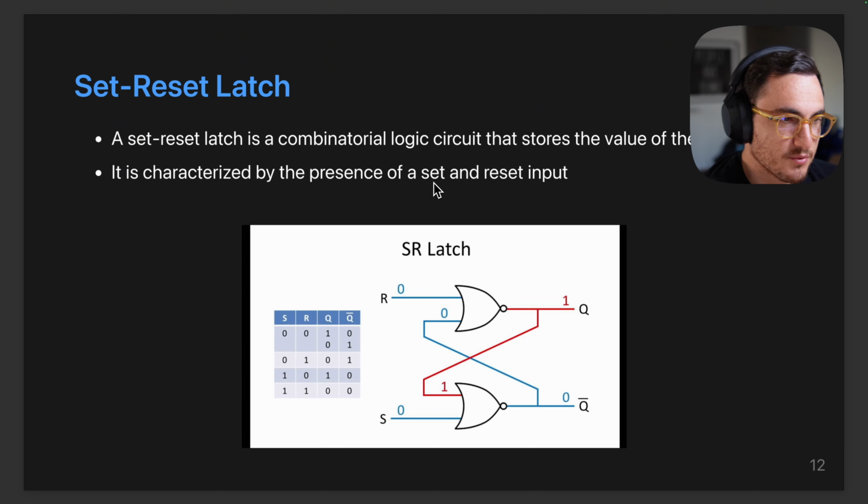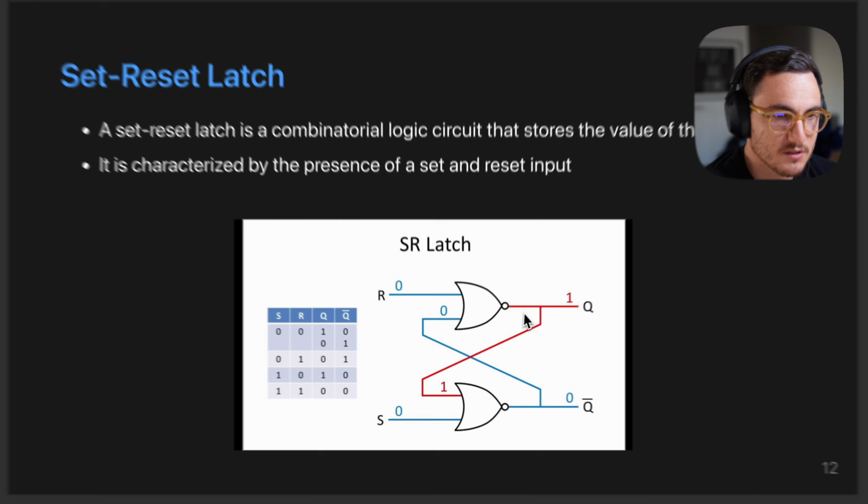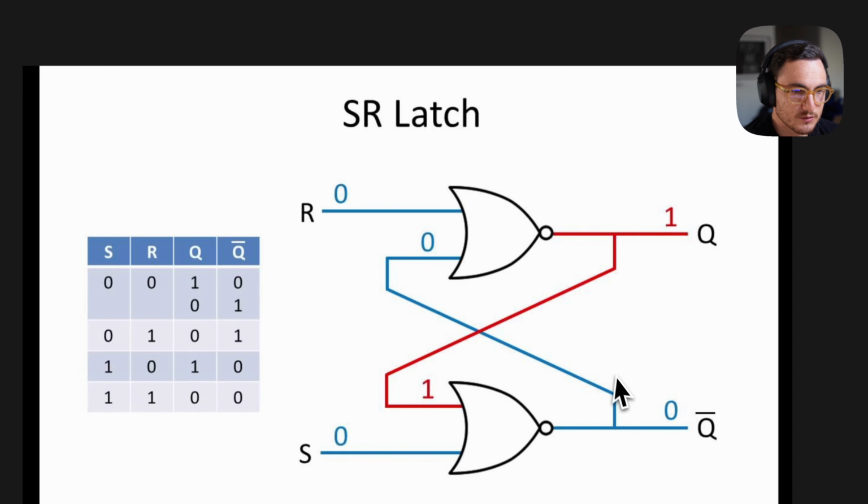The reset has priority over the set input, and if both inputs are 0, the Q value is whatever it was before. So this is why it stores the value, and the storing ability of this circuit derives from these feedback loops, so this one and this other one.